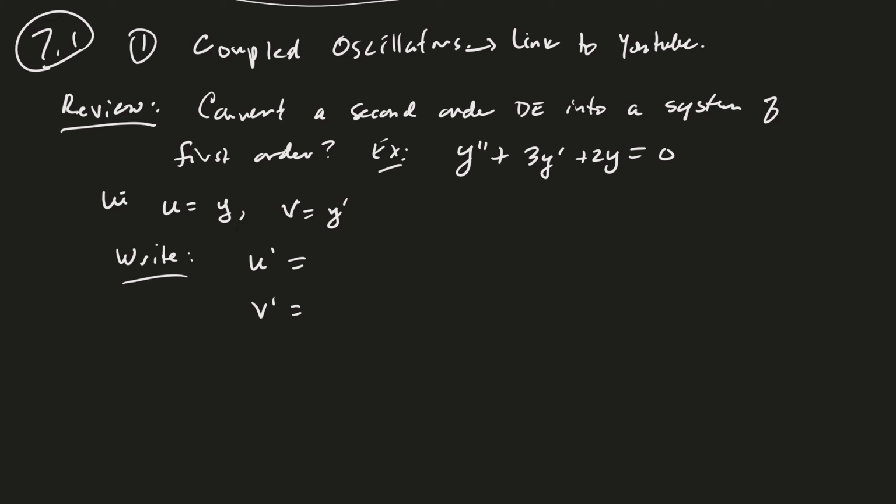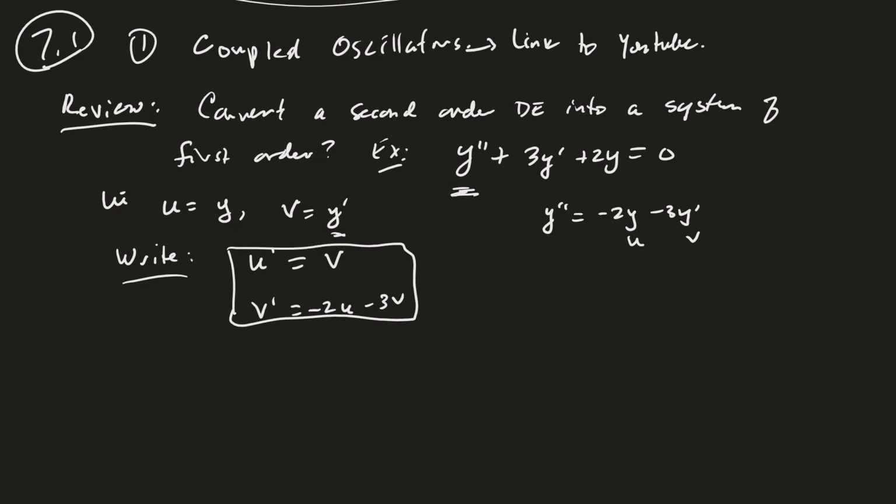Good. And now we look at our system here. u is equal to y, so u' is equal to y' is equal to v, so we'll write u' = v, and then v' is y'', and y'' is up here, and so y'' is equal to -2y - 3y', right? And so converting that back into u and v, this would be your u and your v, and so then v' would be -2u - 3v. Good, and so this is our corresponding system of first order.